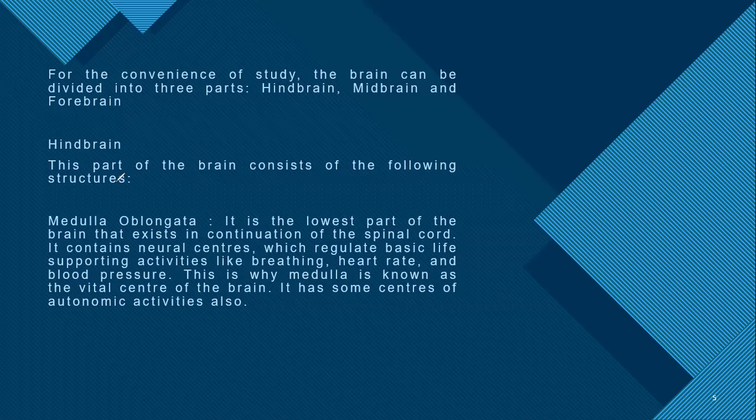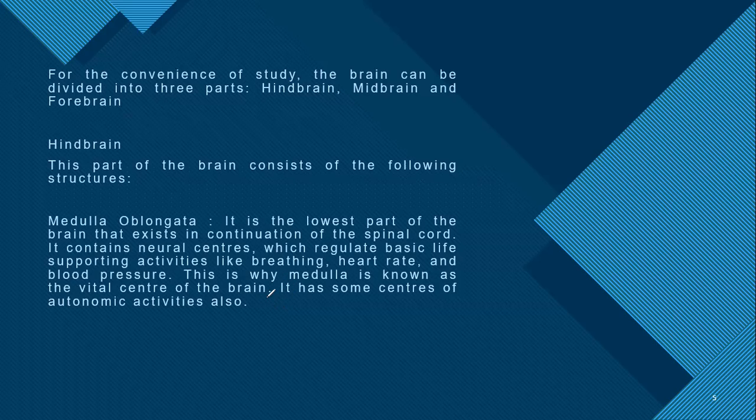The hindbrain, what is that? This part of the brain consists of the following structures. Earlier we saw the brain stem. What is it? There it is pons, P-O-N-S, and medulla oblongata. The first part we are discussing is the medulla. It is the lowest part of the brain that exists in continuation of the spinal cord. It contains neural centers which regulate basic life-supporting activities like breathing, heart rate, and blood pressure. This is why the medulla is known as the vital center of the brain.